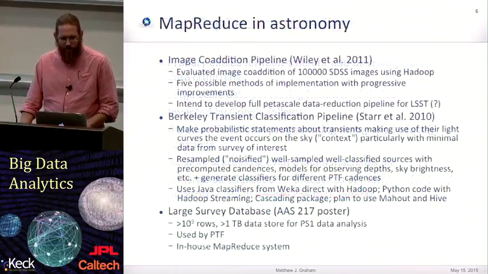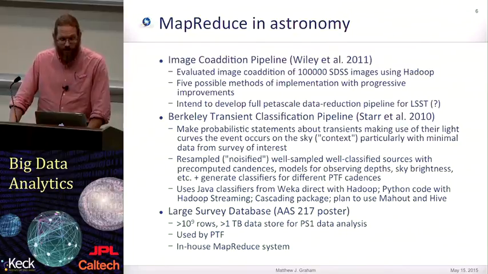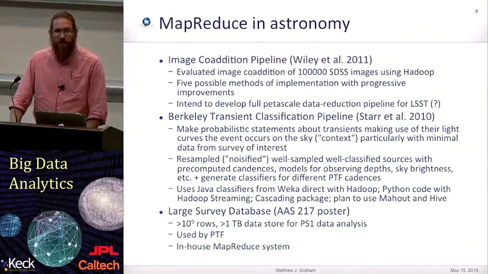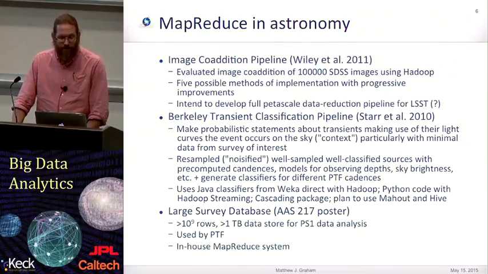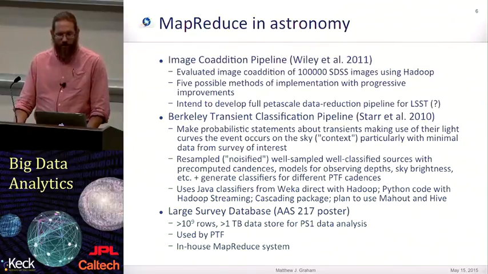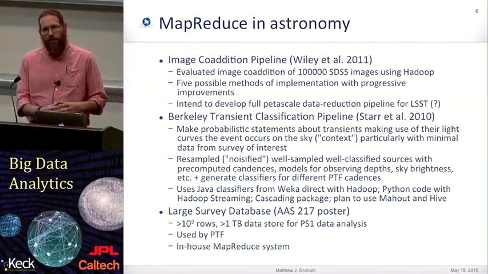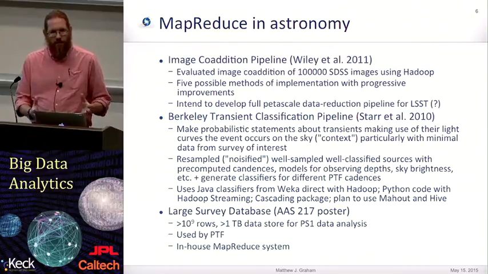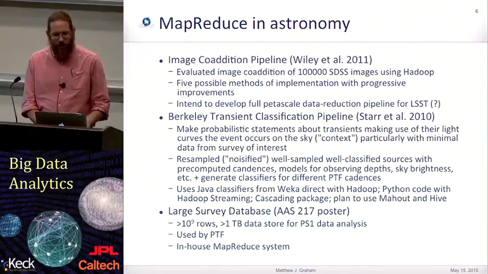MapReduce is used in astronomy, as an example, in a number of areas. It's been used in image co-addition pipelines, where 100,000 Sloan images from the Sloan survey were co-added, and the idea was to compare different ways of doing this. Hadoop, an implementation of MapReduce from Apache, allowed them to do this. Using that infrastructure, they were able to do this task which would not have been traditionally computationally possible.